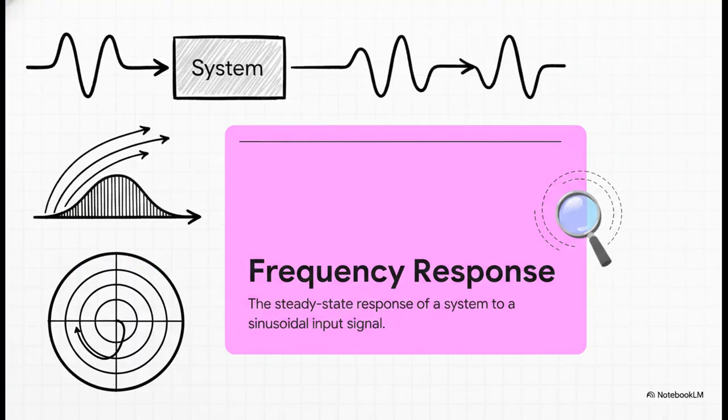Think of frequency response kind of like this. When we feed a continuous oscillating sine wave into a dynamic system, we want to measure exactly what comes out the other side. The system is naturally going to change the wave's amplitude, meaning how tall it is, and its phase, meaning how much it's delayed. By sweeping through a wide range of frequencies, we get a crystal clear picture of the system's dynamic, steady-state behavior, entirely skipping the need to solve those massive differential equations in the time domain.